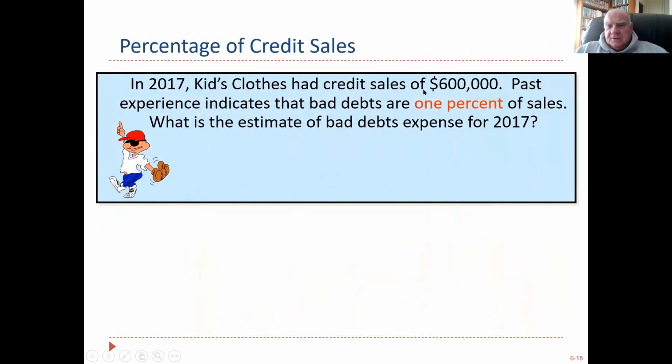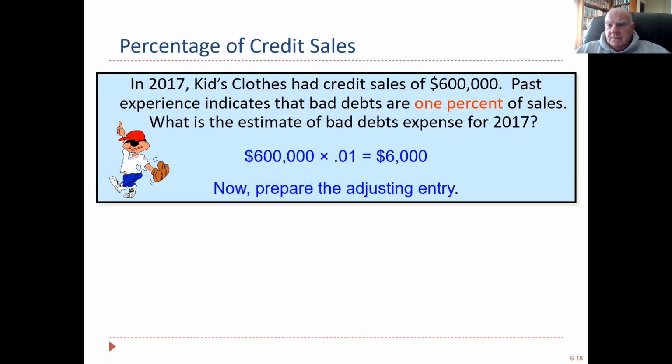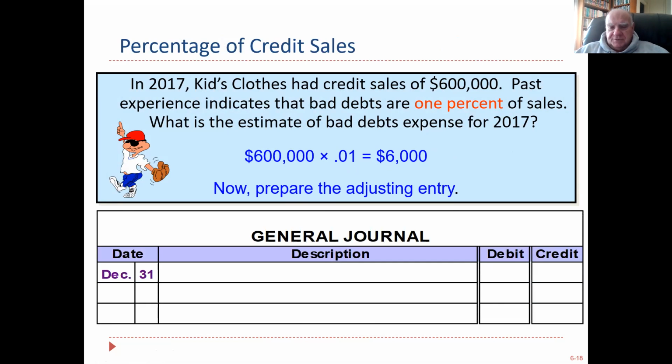So here we go. Kids Clothes had credit sales of 600,000. Based on their experience, 1% is no good. So that looks to me like it'd be what, $6,000? Let's take a peek. There you go. 600,000 times 0.01 equals 6,000. Now prepare the journal entry. This is our month-end adjusting journal entry. Do you remember what we debit and credit? We debit bad debt expense and we credit the allowance.